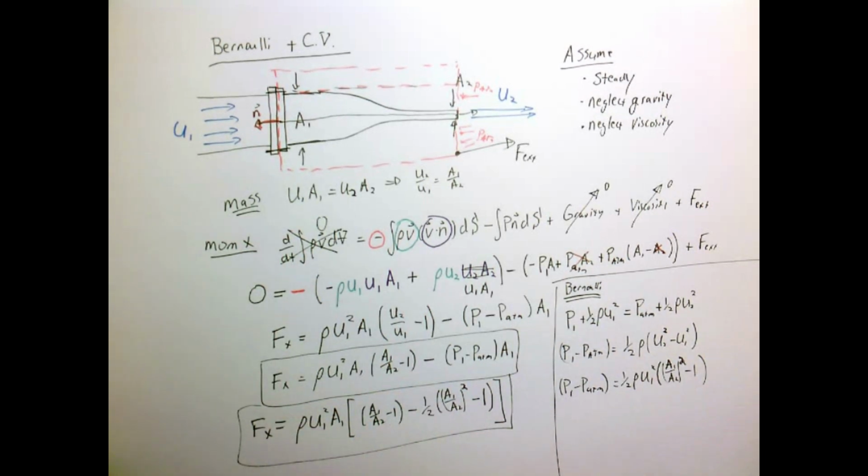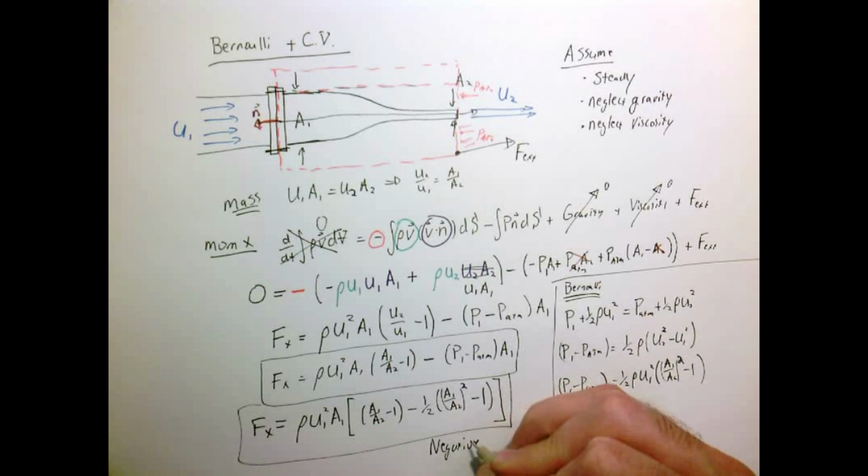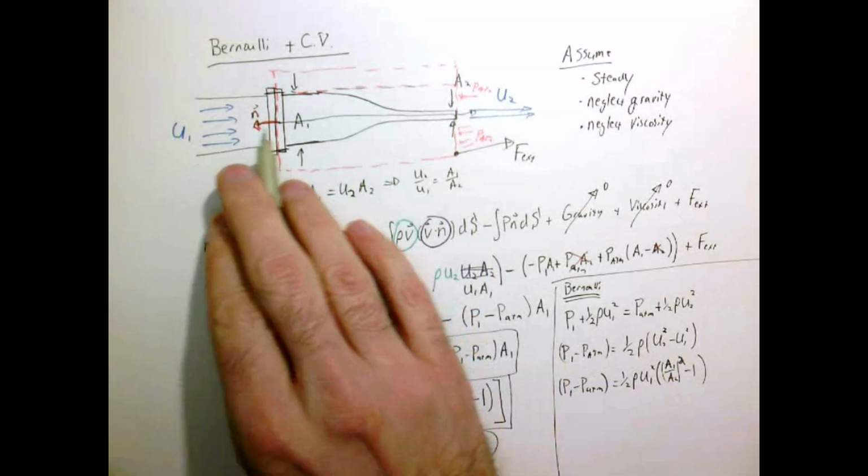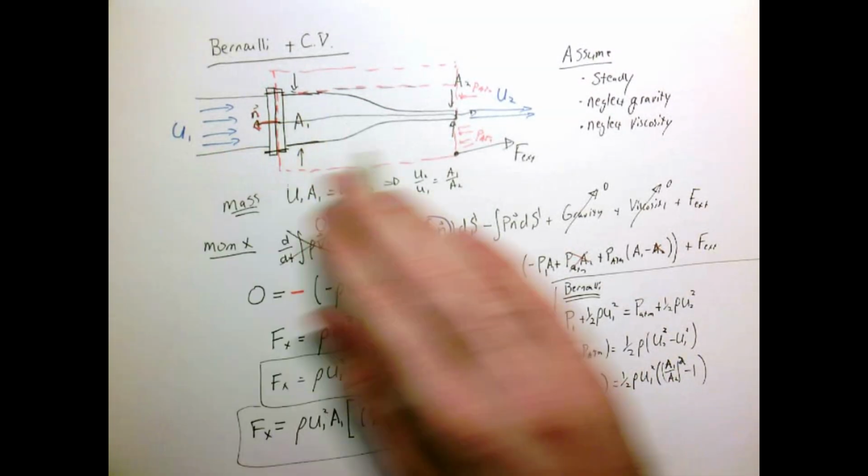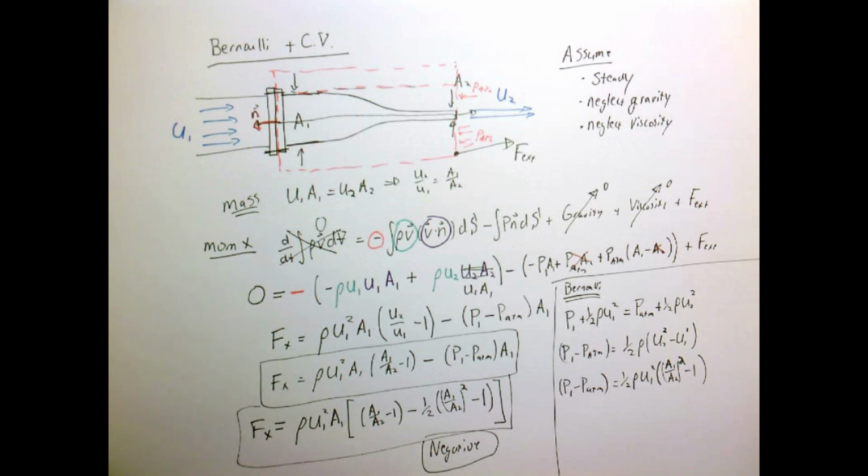So we get a final estimate of the force to hold this nozzle on in terms of the inlet velocity and purely just the ratio of the area. So A1 over A2 minus 1 minus 1/2 (A1 over A2 squared minus 1). Turns out that if we evaluate this for A1 over A2 being greater than 1, it's always negative, which goes with our intuition that if we have a hose and we attach a nozzle onto it, it's going to pop off unless we screw it on.